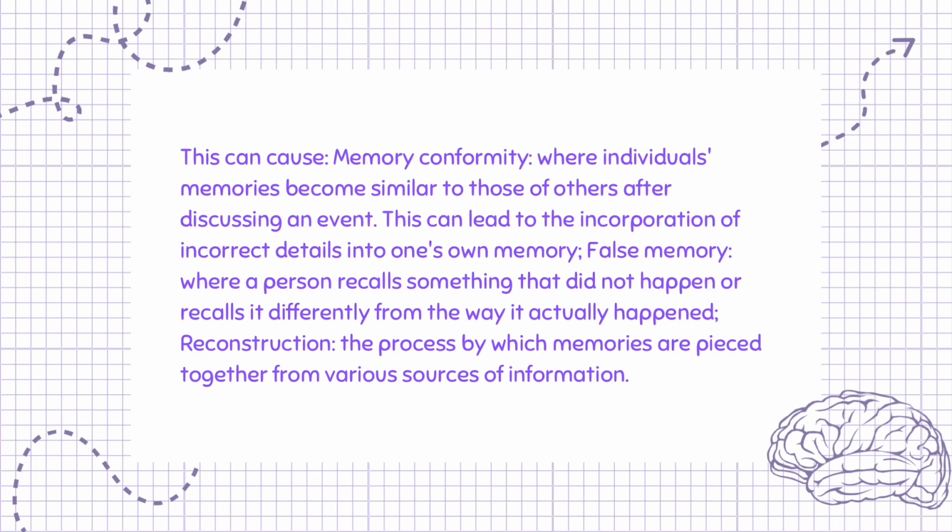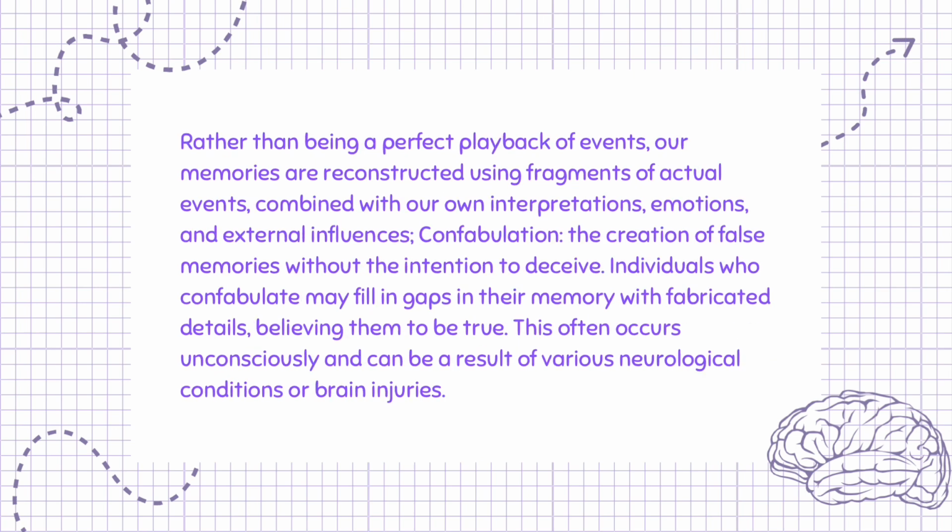This can cause memory conformity, where individuals' memories become similar to those of others after discussing an event. This can lead to the incorporation of incorrect details into one's own memory, false memory, where a person recalls something that did not happen or recalls it differently from the way it actually happened. Reconstruction, the process by which memories are pieced together from various sources of information. Rather than being a perfect playback of events, our memories are reconstructed using fragments of actual events, combined with our own interpretations, emotions, and external influences.